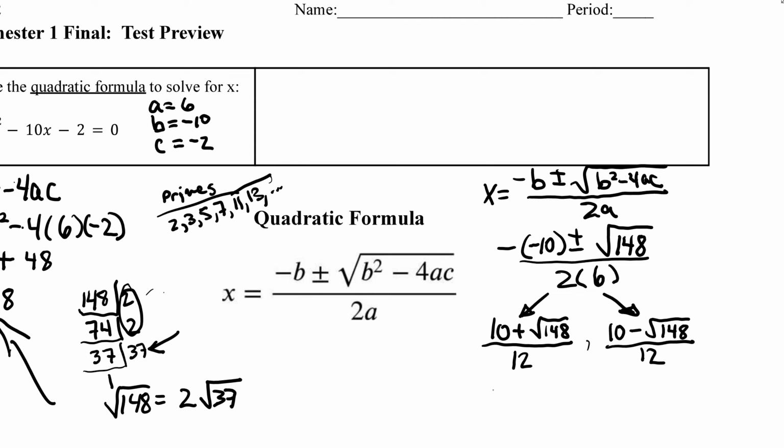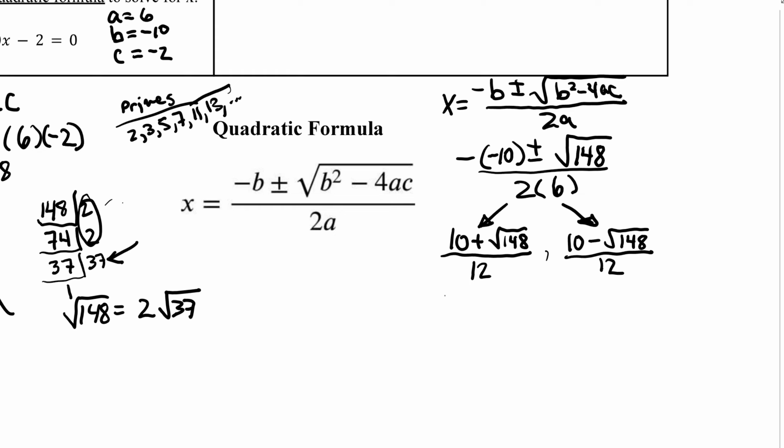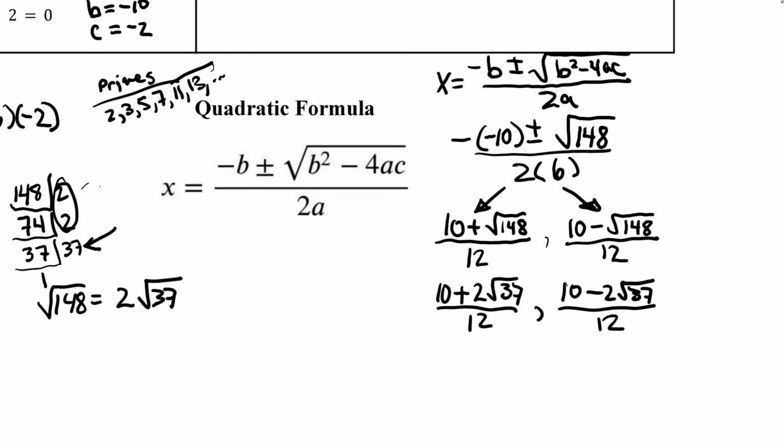So depending on the requirements of your teacher, you may end up with this as your final answer: 10 plus 2 root 37 over 12, and 10 minus 2 root 37 over 12. Depending on the requirements of what you're looking for, you might want to just go to whatever the decimal value here is. Or you also may be asked to simplify the square root.